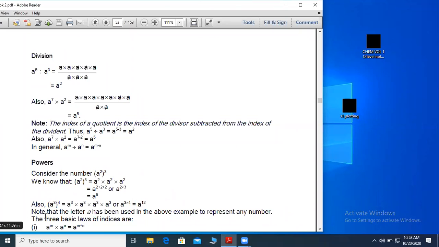Note, the letter A has been used in the above example to represent any number. So A is standing for any number that we may use. For example, the number can be 12, it can be 2, it can be 3.